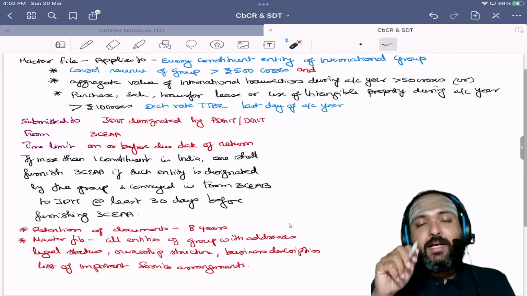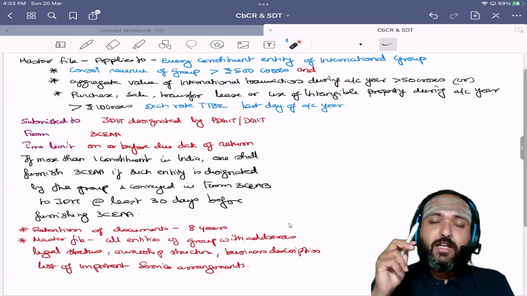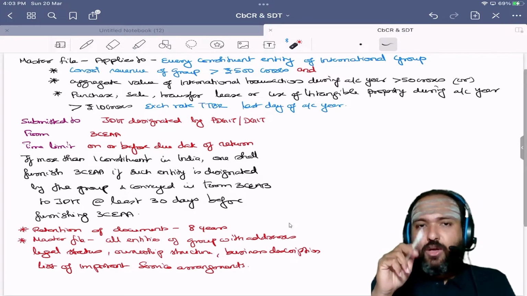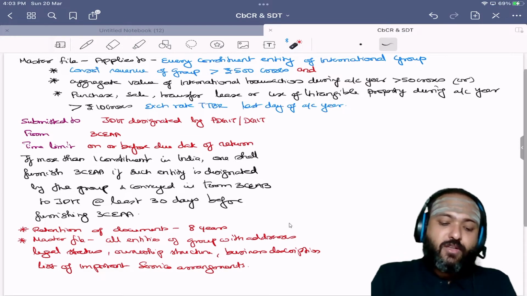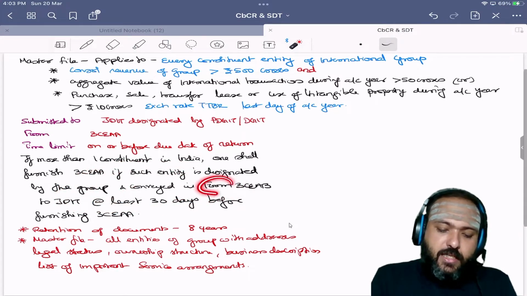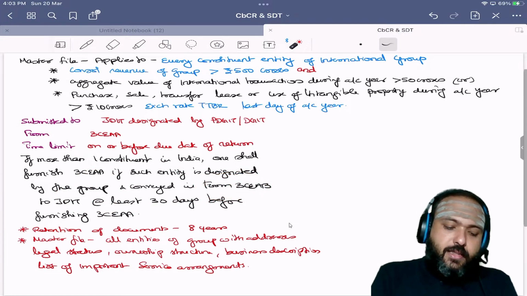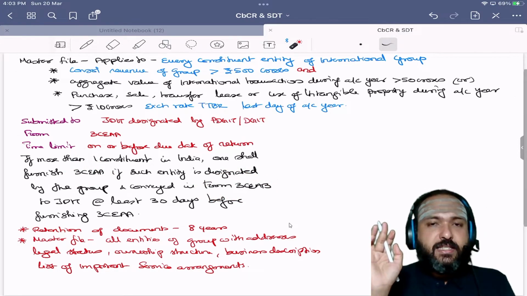What is the time limit? 30 days before the date of filing return of income. So transfer pricing cases will always be 30th of November. So 31st of October is the due date. 31st of October is the due date for filing 3CEAB. For 3CEAB it is 31st of October. 3CEAA it is 30th of November. Clear? So when will 3CEAB come?